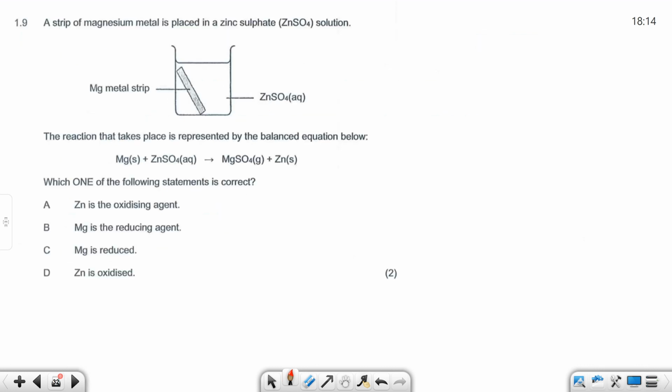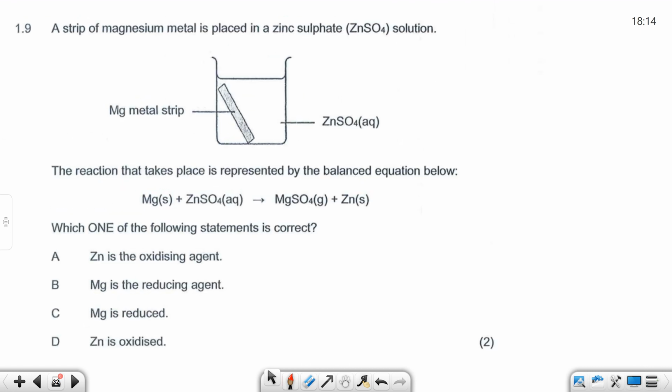All right. This is now redox. A strip of magnesium is placed in zinc sulfate. Mg, you have the metal strip there, zinc sulfate. The reaction that takes place is represented by a balanced equation. Which one of the following is true? Okay, guys, let's just quickly look at it. I don't think we need the table here. Let's start by writing oxidation numbers. I hope we all still remember how to get oxidation numbers here.